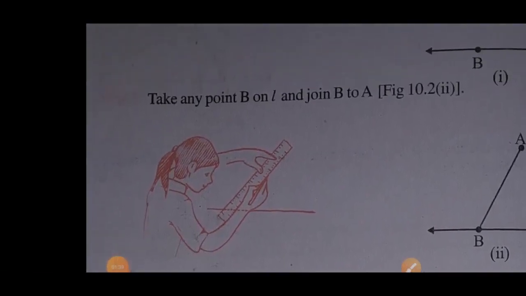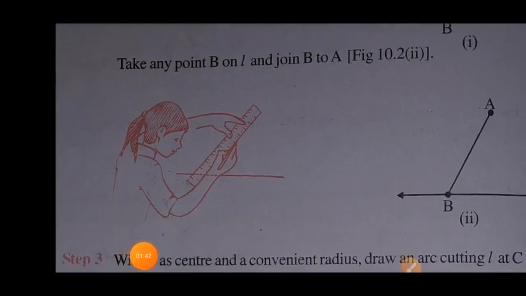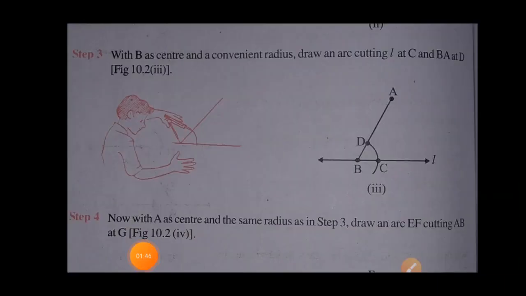This is our step number 2. Now step 3, with B as center, and a convenient radius as according to you, draw an arc cutting L at C and BA at D. So from your compass you can take some convenient radius and draw an arc which cuts L at C and BA at D. This is our step number 3.